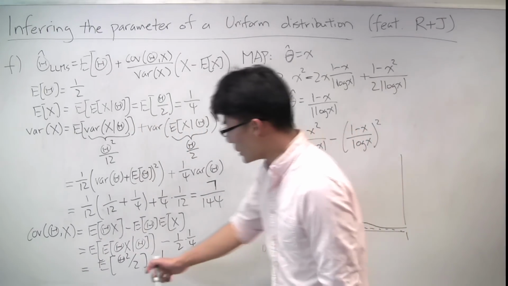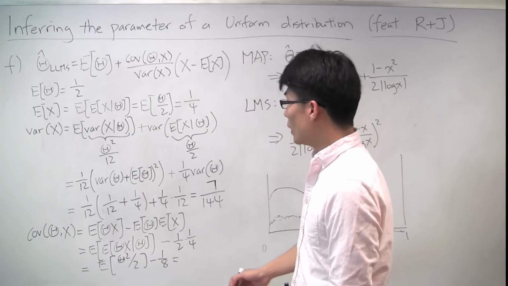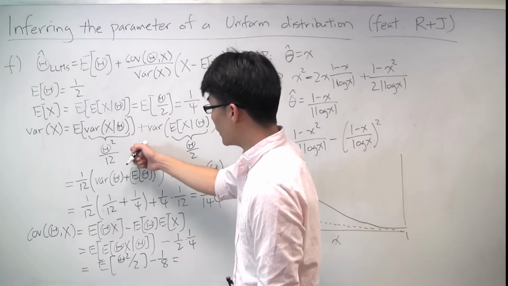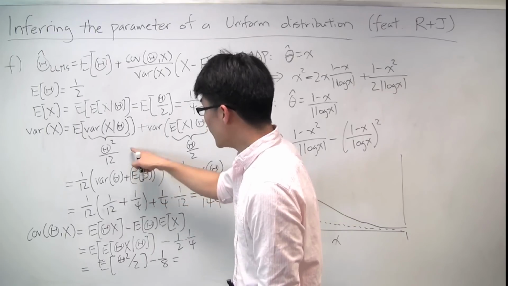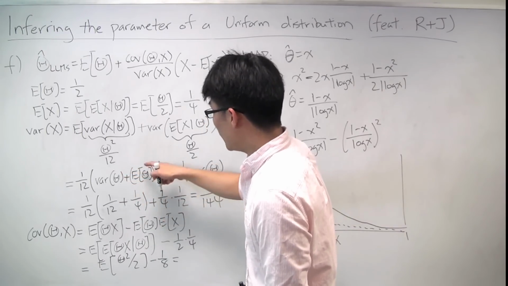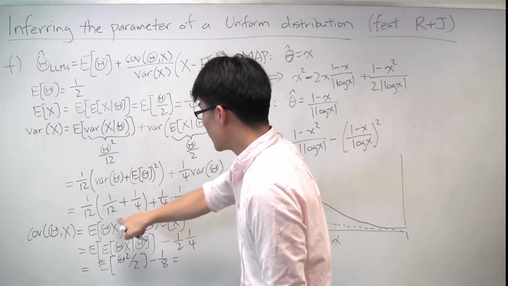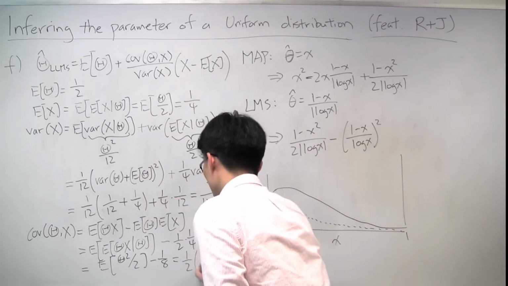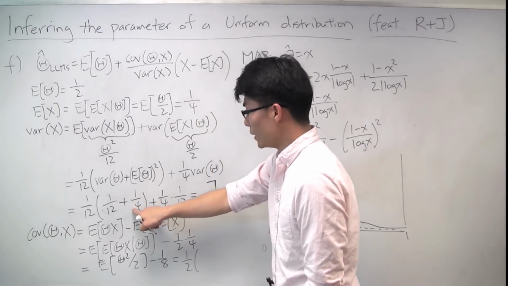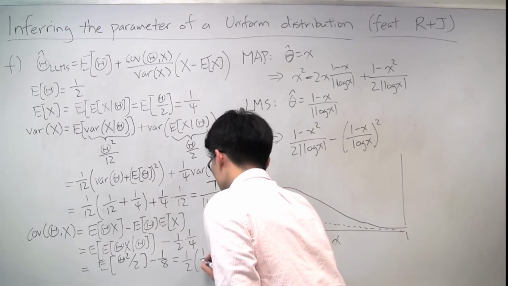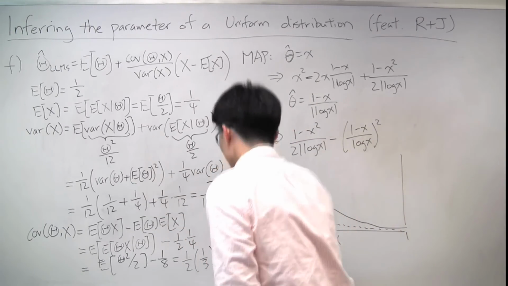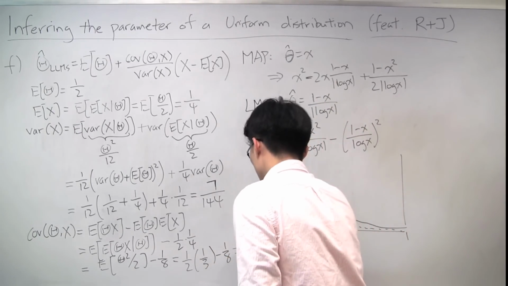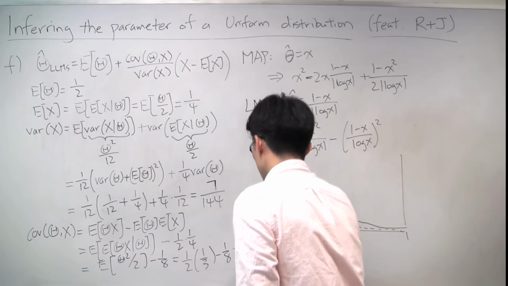Now, what is the expectation of theta squared over 2? Well, we already calculated what the expectation of theta squared is. It is 1/12 plus 1/4. So we get 1/2 times 1/12 plus 1/4, which is 1/3, minus 1/8. So the answer is 1/6 minus 1/8, which is 1 over 24.